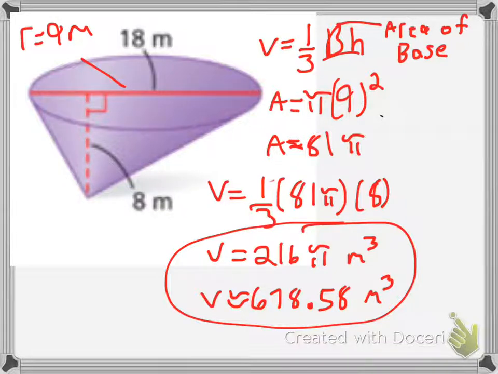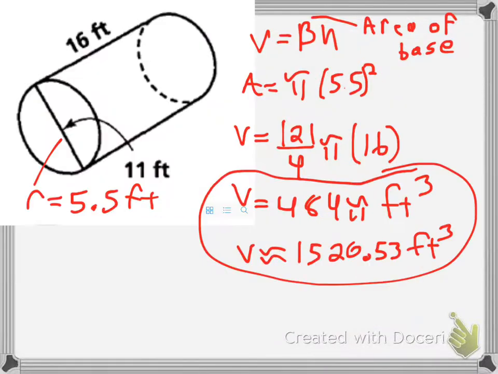So area of our base is pi r squared. Our radius is 9 because it's half of 18. Area is 81 pi. Plug it in for big B in our volume formula. And we plug in our height. 1/3 81 pi times 8 gives me 216 pi meters cubed, or approximately 678.58 meters cubed.